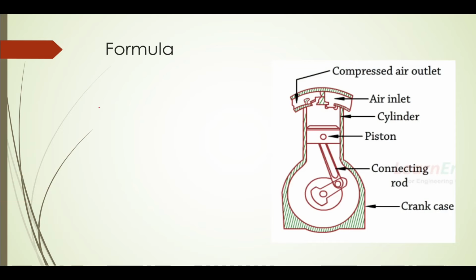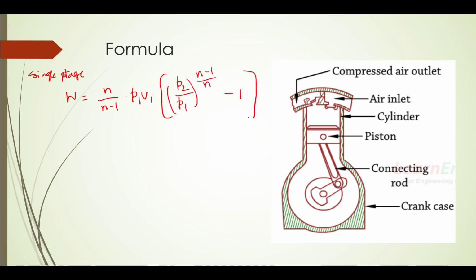So first, if you write the formula for single stage, W is equal to n by n minus 1 into P1 V1 multiplied by (P2 by P1) whole power (n minus 1) by n minus 1. This is for single stage work input. If we have to calculate power, it will be equal to W n by 60, where N is RPM of the engine.